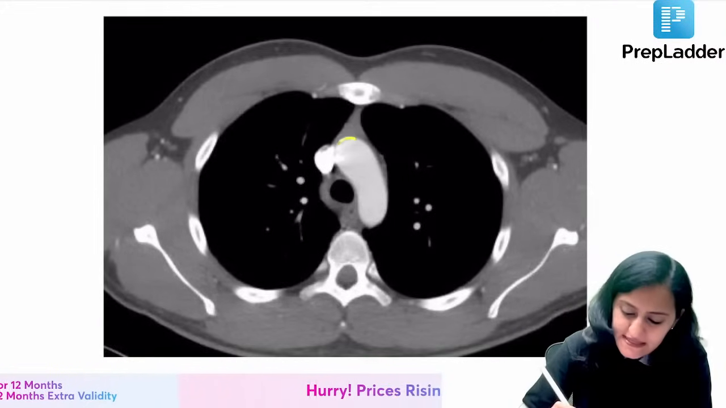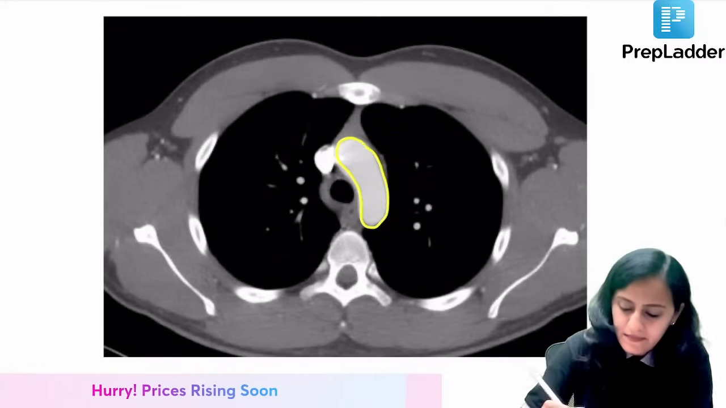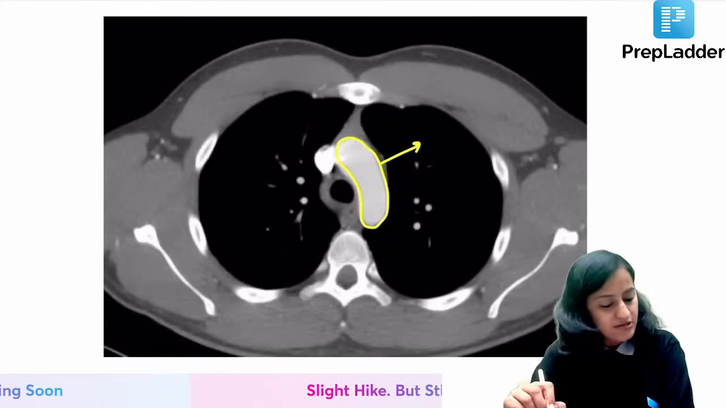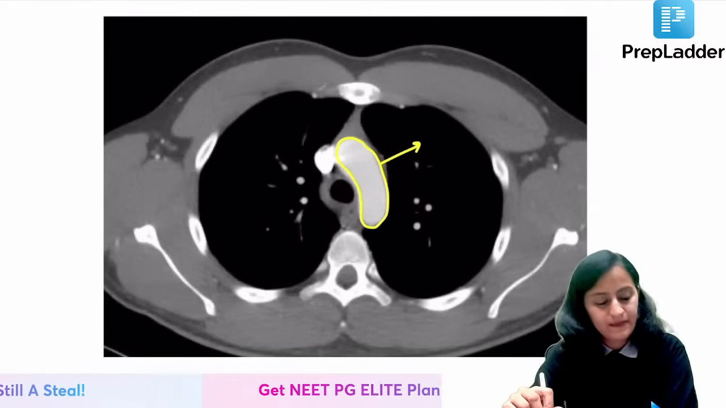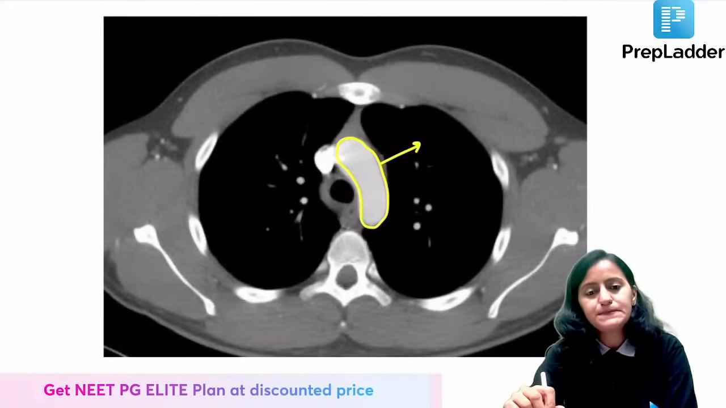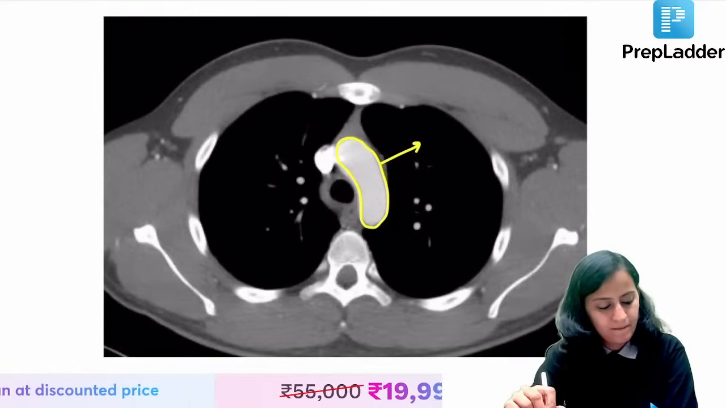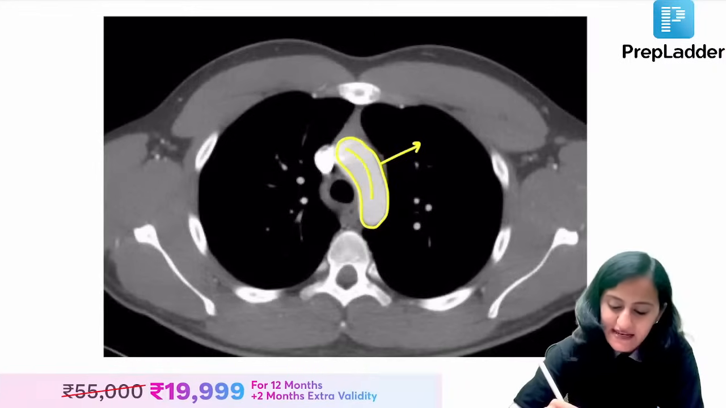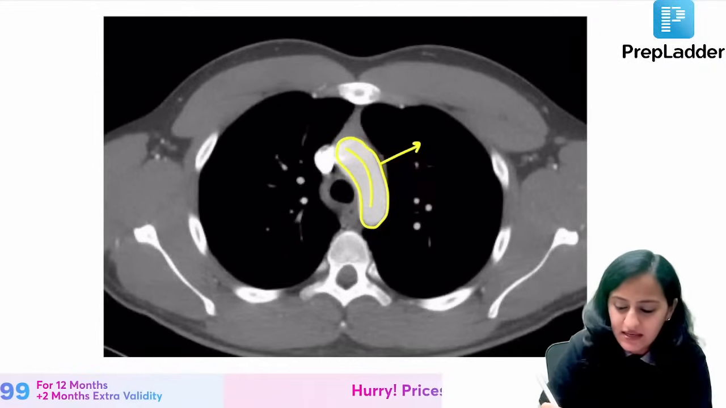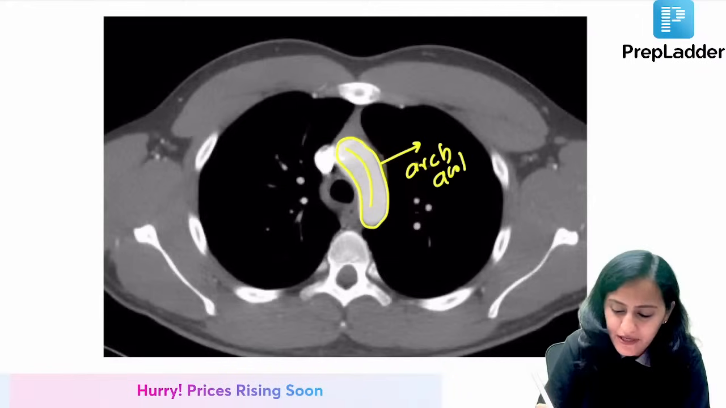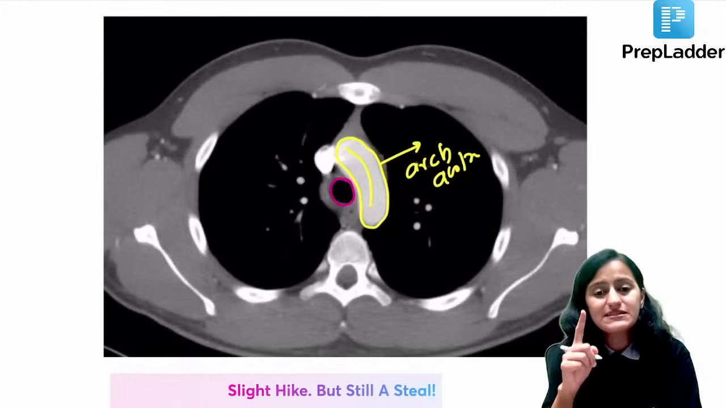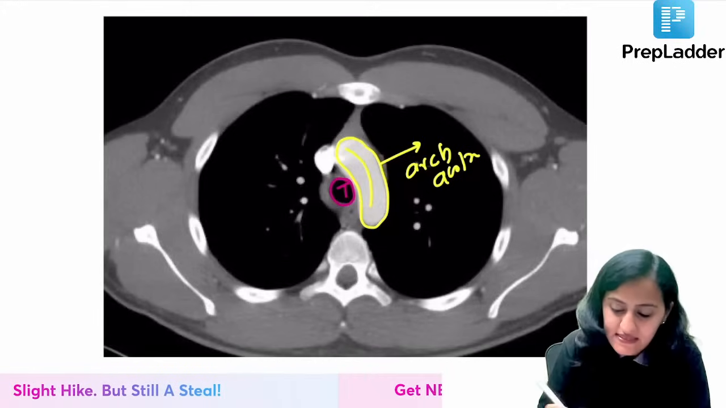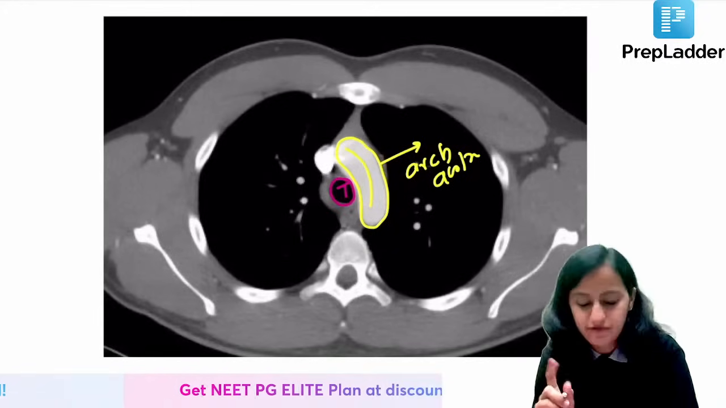What do you think is this structure here, guys? Very good. The one which is like an arch, right? It is arching. This is the arch of aorta. And what is this structure here? Jet black air containing in the middle. It's only the one structure. This is trachea. This is not esophagus.